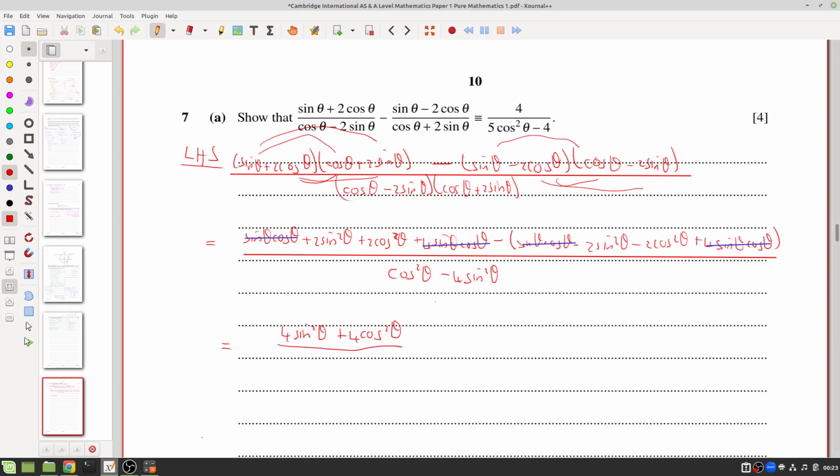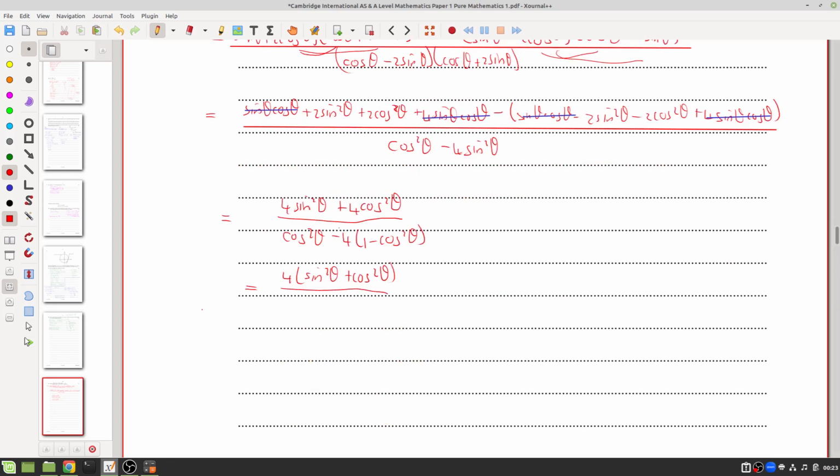At the bottom, here, we want to change the sine squared into a cos squared. So that's going to be cos squared theta minus 4 times, and sine squared is the same as 1 minus cos squared. Okay, at the top here, we can factor out a 4. We're left with sine squared theta plus cos squared theta. At the bottom, we've got cos squared theta minus 4 plus 4 cos squared theta.